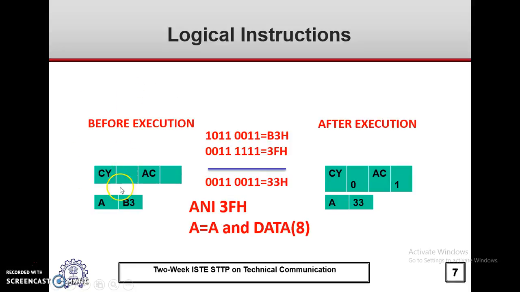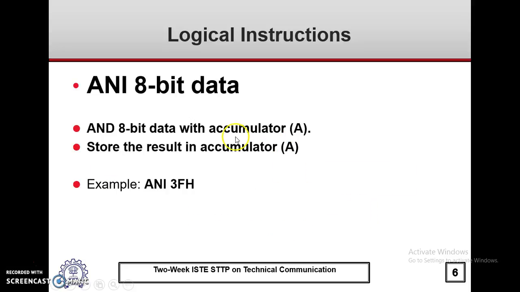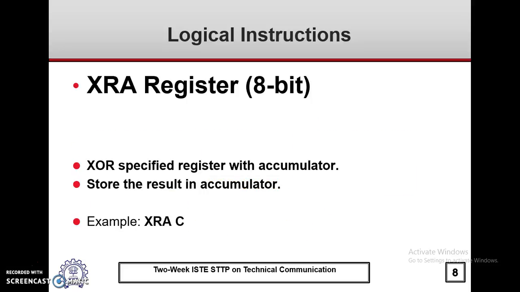Now this is an example in which this is the instruction ANI 3F. So 3F is data which is now ANDed with the content of accumulator, and this one is the result which is now available or stored at the accumulator. Now this is again ANI 8-bit data, ANDing of 8-bit data with accumulator and result is available.